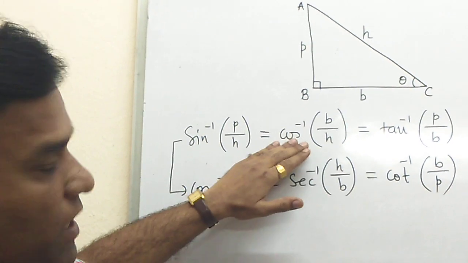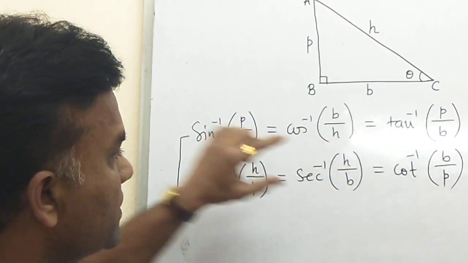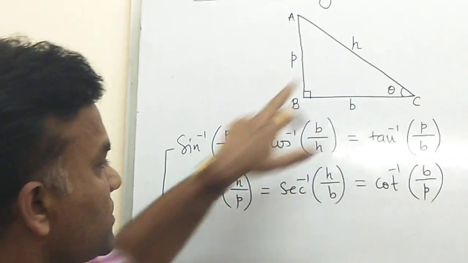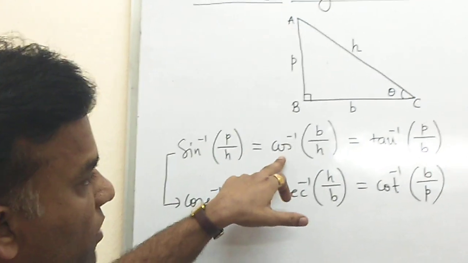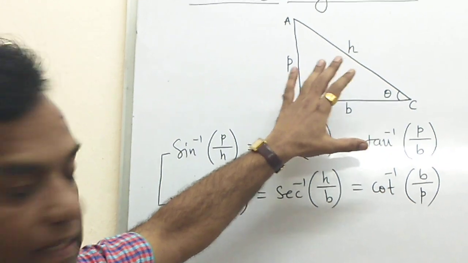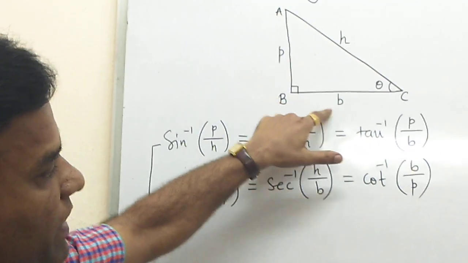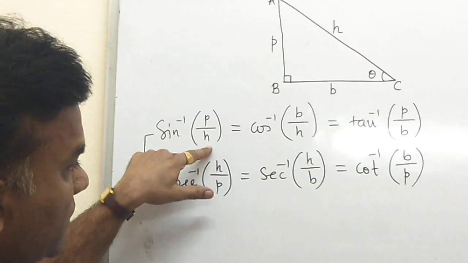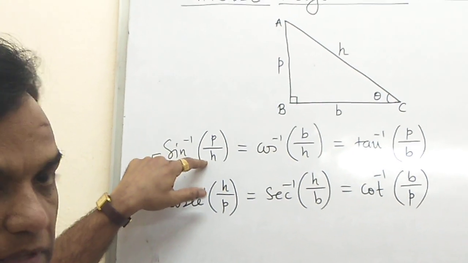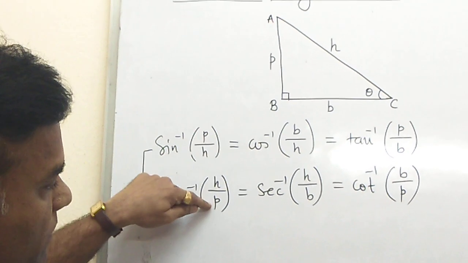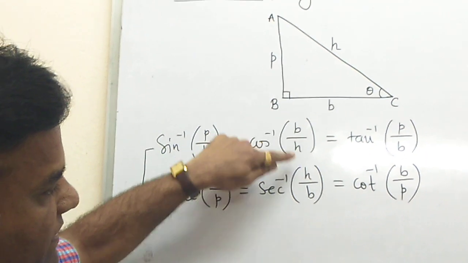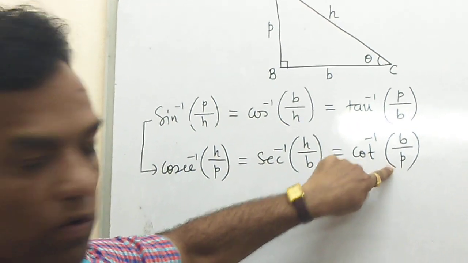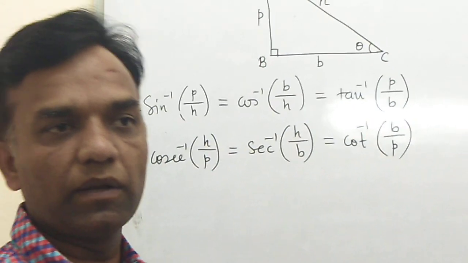Sin inverse x is equal to cos inverse, which is equal to tan inverse. By the formula, sin theta is P by H, so we write that here, which equals cos inverse of B by H because our triangle is the same, and then tan inverse of P by B. And since cosec is the reciprocal of sin, you take the reciprocal of P by H, so H by P; similarly B by H gives H by B, and P by B gives B by P. So this is the general form or algorithm.